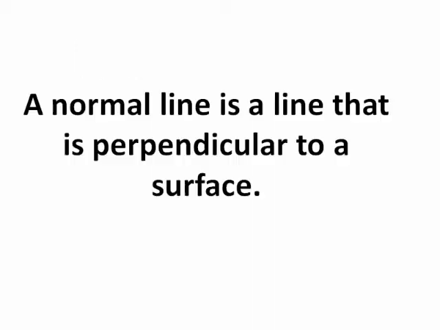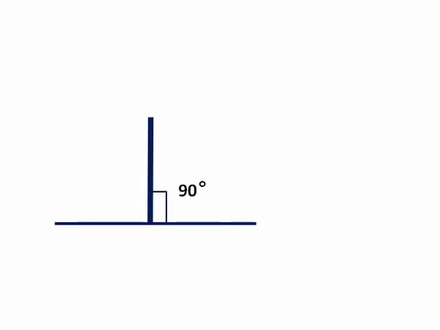Let's review a normal force. A normal line is a line that is perpendicular to a surface. So, here is a surface, and here is a line that is perpendicular, or 90 degrees, to that surface. It is called a normal line.